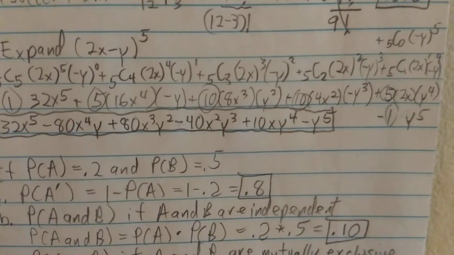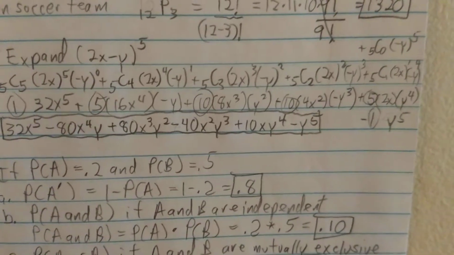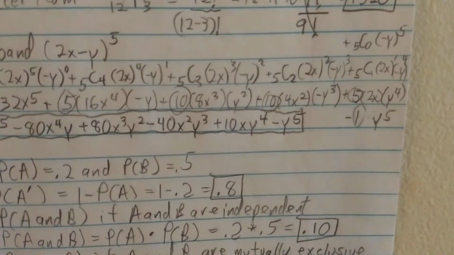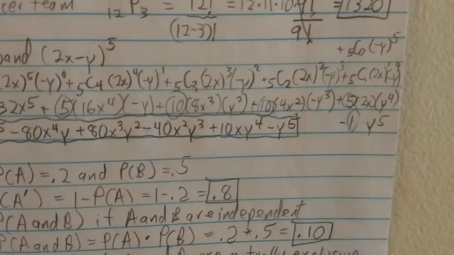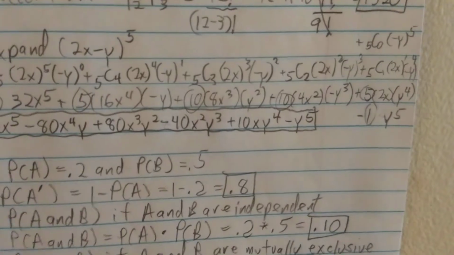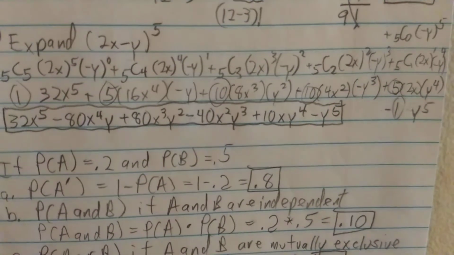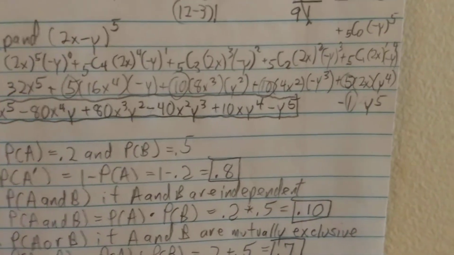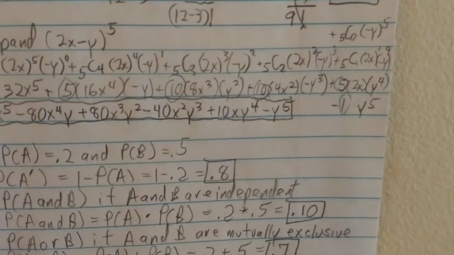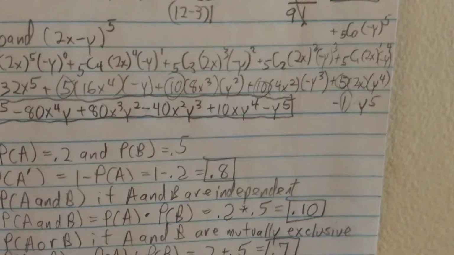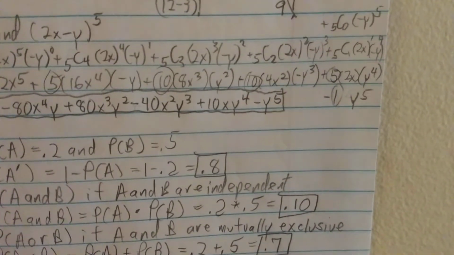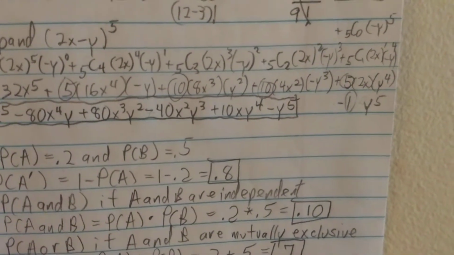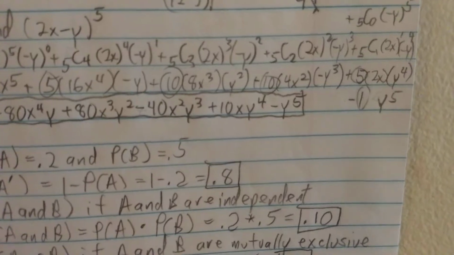Plus 5C4, (2x) to the 4th, negative y to the 1. And that's 5C4 is 5, 2 to the 4th is 16, x to the 4th times negative y, which is 5 times negative 16, or negative 80 x to the 4th y. That's the second term. Plus 5C3, that's the 10, (2x) to the 3rd, which would be 8x to the 3rd, times negative y squared, or plus y squared. So that would be 10 times 8, or 80, x to the 3rd y squared for the 3rd term.